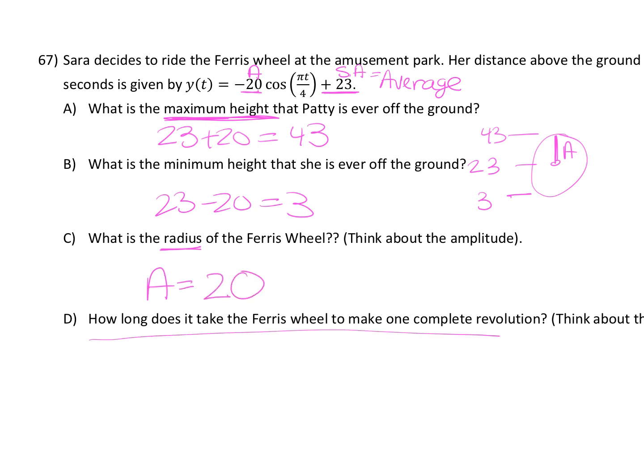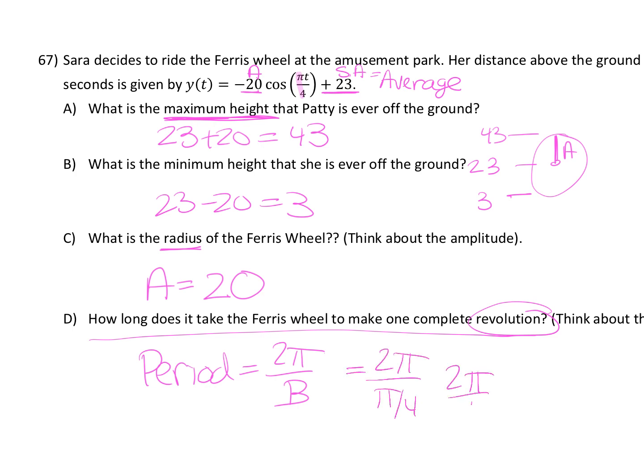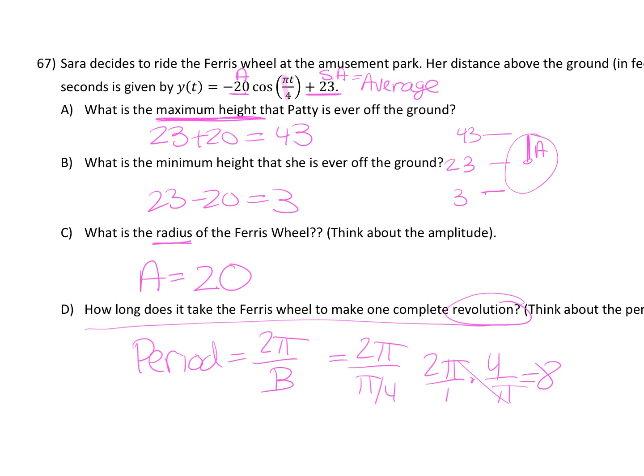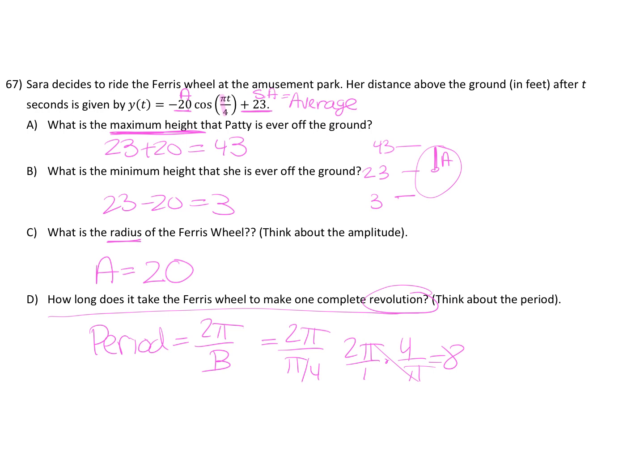Now, how long does it take the Ferris wheel to make one revolution? So we're finding the period, which is always 2 pi divided by b. In this case, it's a little hard to see the b value, but it's right here. It's pi over 4, so it's multiplied by my t. So we're going to have 2 pi over 1 times 4 over pi, which is going to give me 8 minutes, or seconds actually. It's a really fast Ferris wheel. Probably minutes. They're probably needed to adjust that.